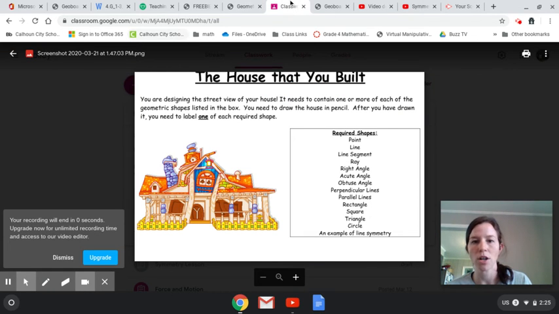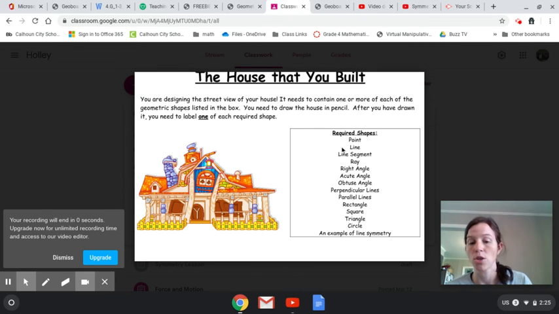So students are asked to make this using a point, line segment, ray, right angle, acute, obtuse, perpendicular lines, parallel lines. They must have a rectangle, square, triangle, circle, and just what we talked about today, an example of line symmetry. The whole thing doesn't have to be that, but say they drew a window that they're looking at, and that has a line of symmetry, that square.